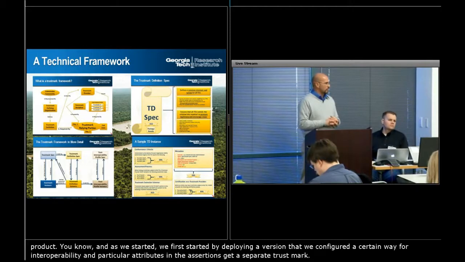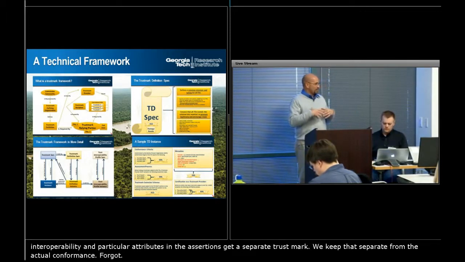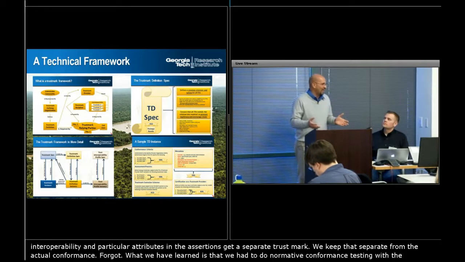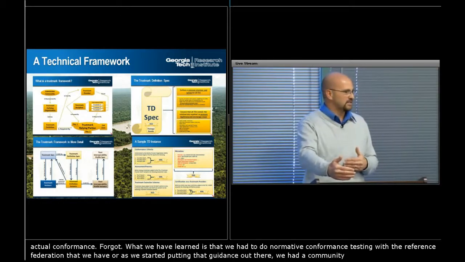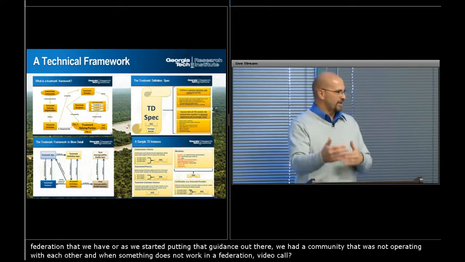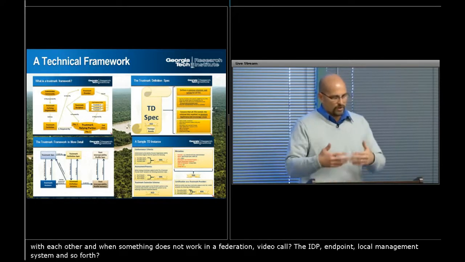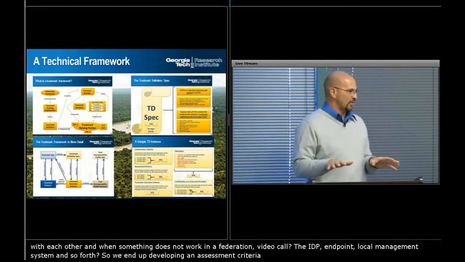And what we've learned is that we had to do normative conformance testing with the reference federation that we had, because as we started putting that guidance out there, we had a community that wasn't interoperating with each other. And when something doesn't work in a federation, who do you call? Is it your IDP? Is it the endpoint? Is it your local identity management system? And so forth. So we ended up developing assessment criteria that every vendor would have to go through. And so onboarding to our federation, we put you through that, along with all the other requirements.